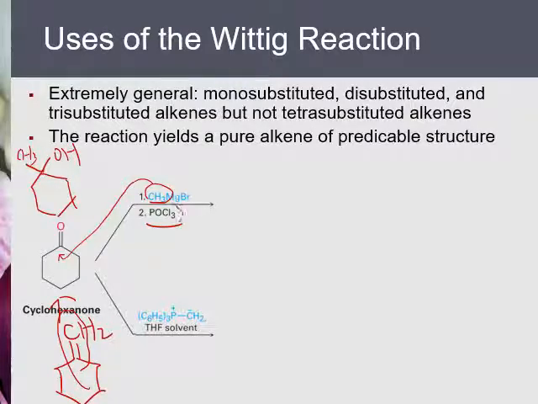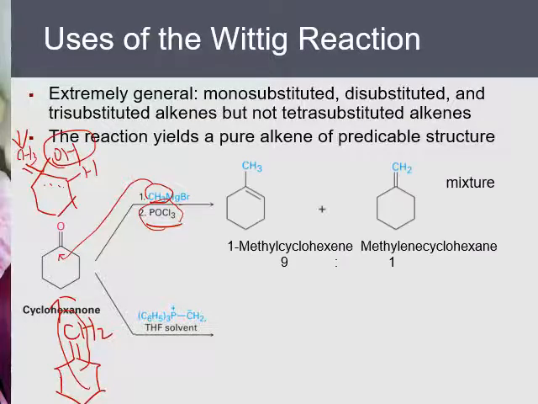Remember, phosphorus oxychloride is a dehydration reagent. It will remove water from this molecule and form a double bond. So the hydroxy is removed, and maybe this hydrogen forms a double bond here, or one of these hydrogens forms a double bond here. So what we get is a mixture. In fact, this is only 10%, and this is 90% because this is the more branched one. And that's not good because this is our desired product.